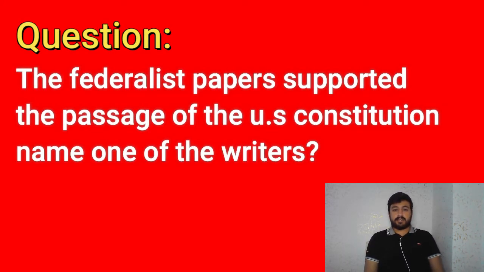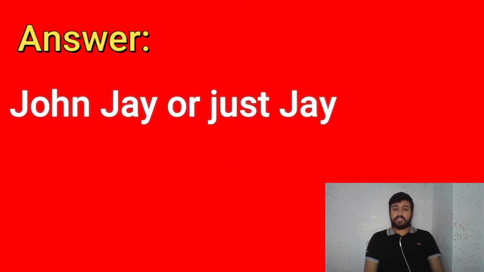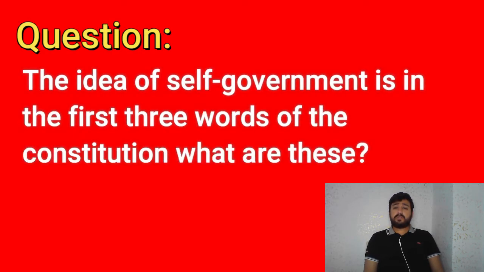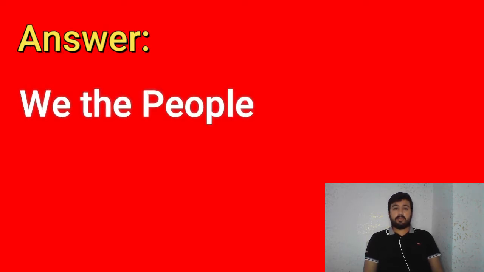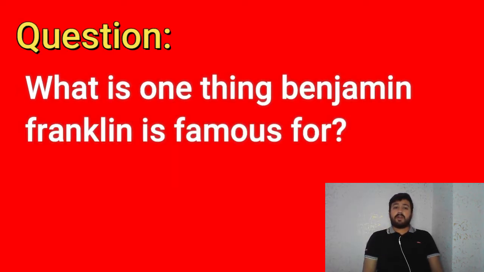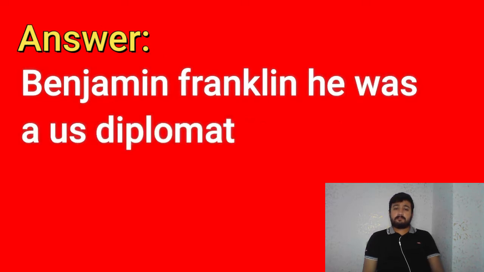The Federalist Papers supported the passage of the US Constitution. Name one of the writers. John Jay or just Jay. The idea of self-government is in the first 3 words of the Constitution. What are these? We the people. What is the one thing Benjamin Franklin is famous for? Benjamin Franklin, he was a US diplomat.